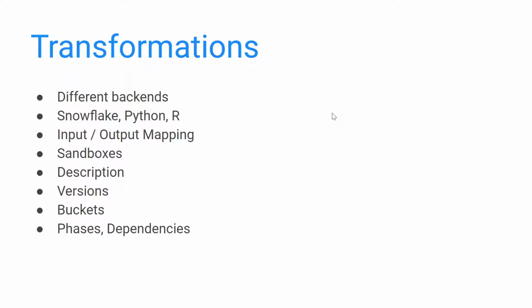There are also some advanced features such as dependencies, which allows you to execute multiple transformations from one bucket in one container in a specific order, or phases. This again allows you to specify the run order. Link to the documentation in the description.